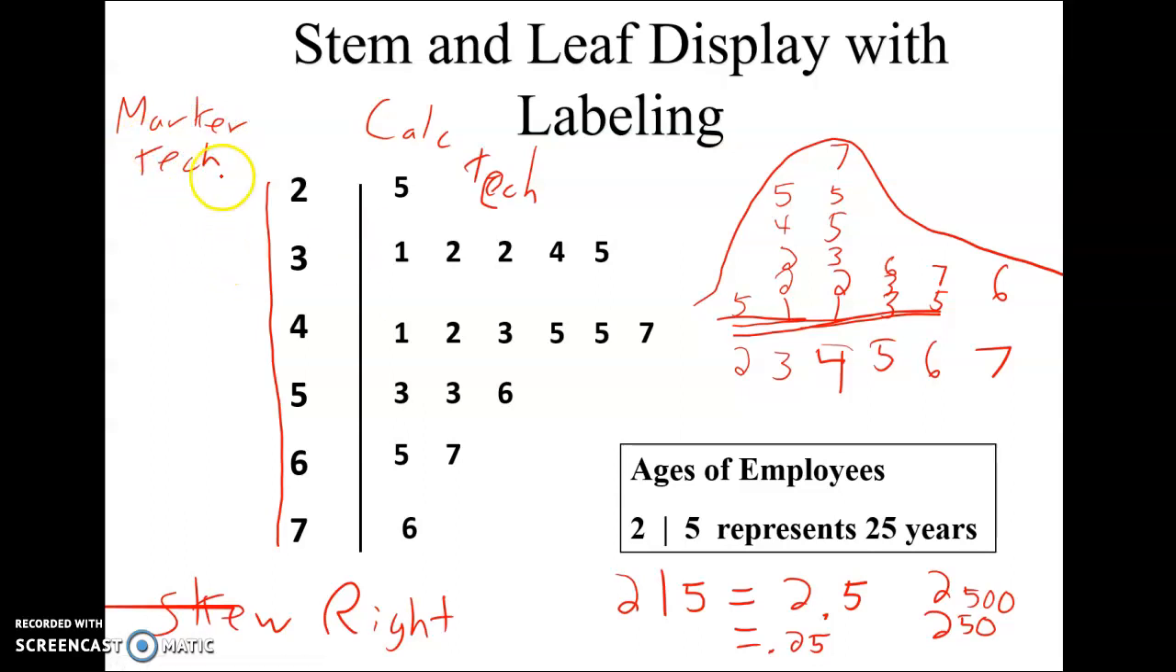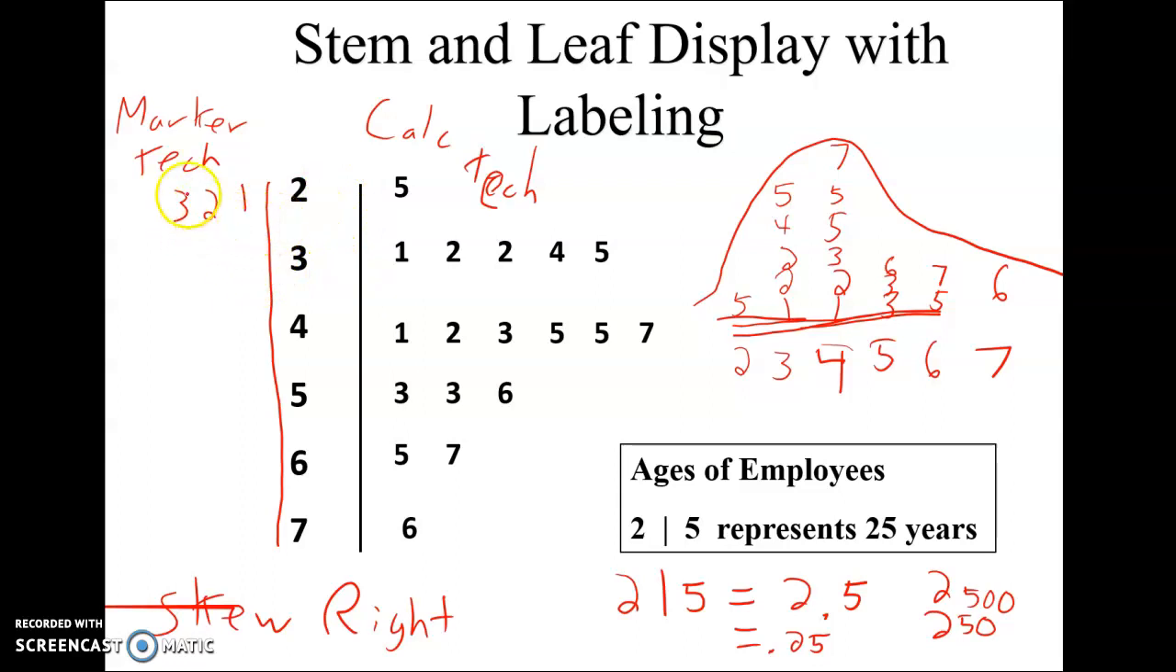So you can have two stem and leaves. You can have two stem and leaves on each side, so you can save writing. So you can make a comparison between Marker Tech and Caltech. So here we would have this person's 21, then we have a 22-year-old, then we have a 23-year-old. So you can have a back-to-back stem and leaf plot. And I think we see one of those.